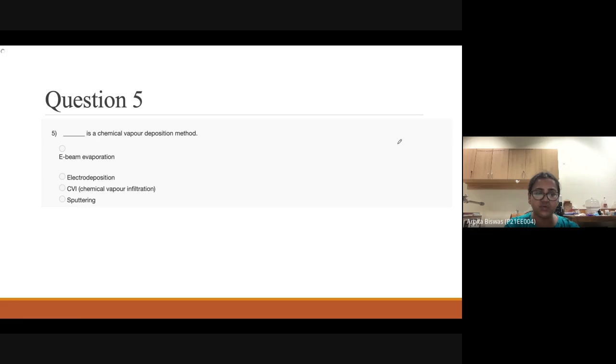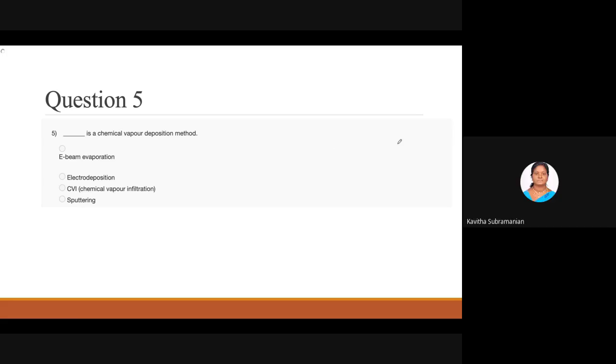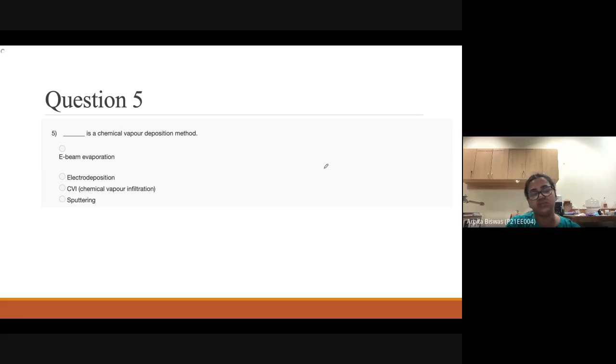Do you have any idea about the sputtering process? How does it take place? Sputtering is used for thin film deposition, ma'am. Yes, it is a thin film deposition process. But what happens inside? What is the basic principle? Here the target is present, and here the substrate is present. There is an argon bombardment on the target. The ions get moved and deposited on the surface of the substrate.